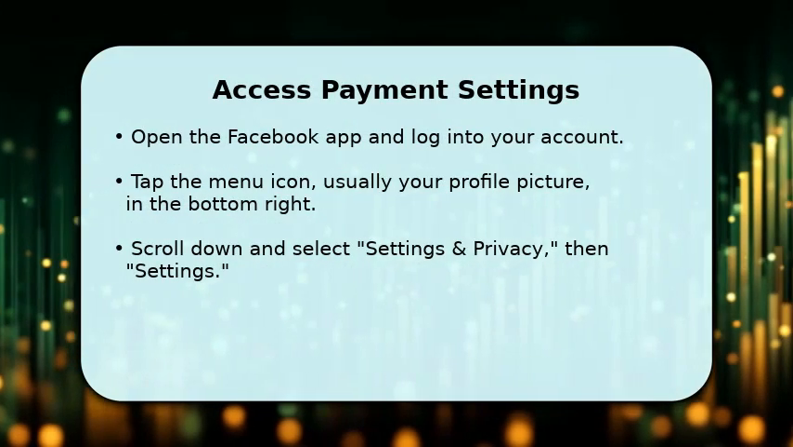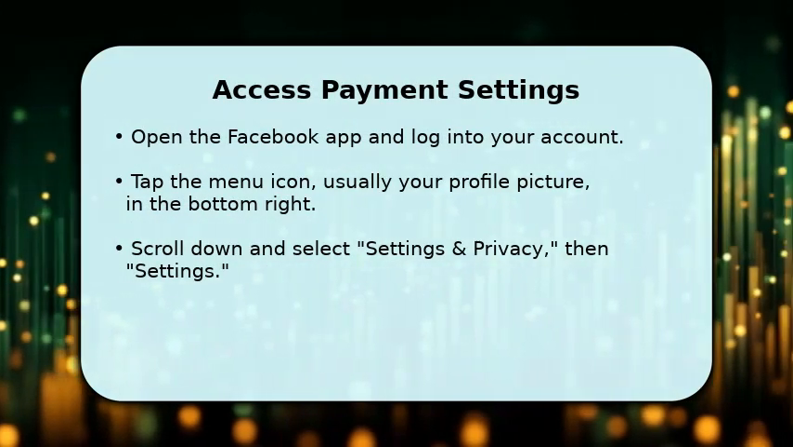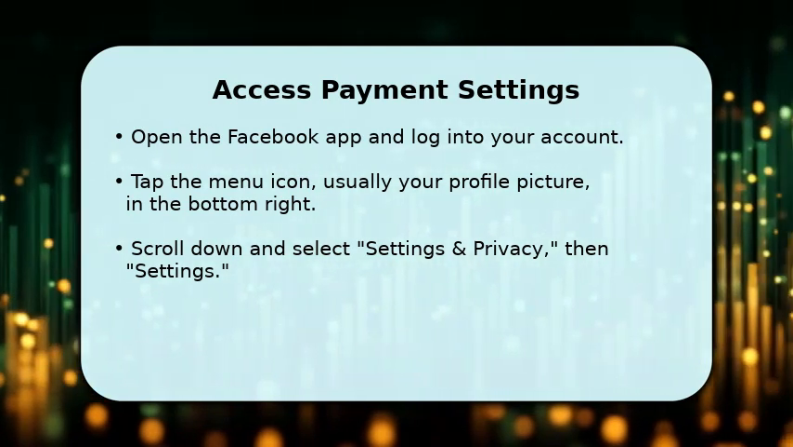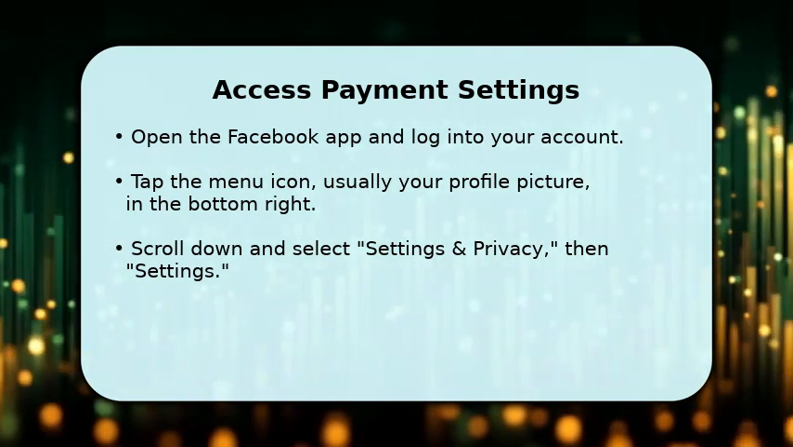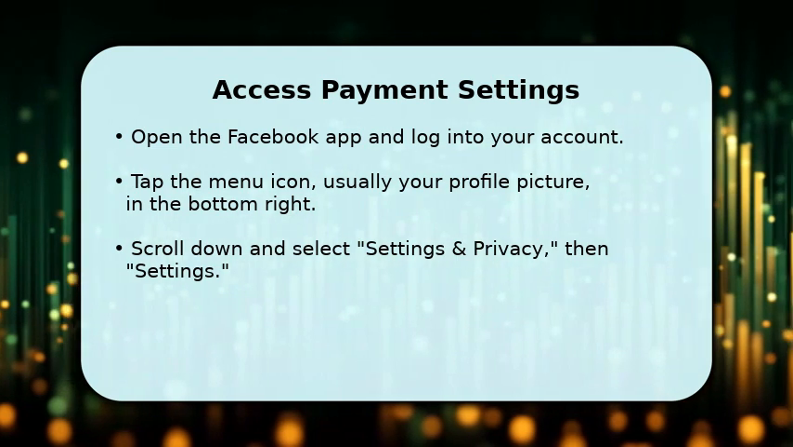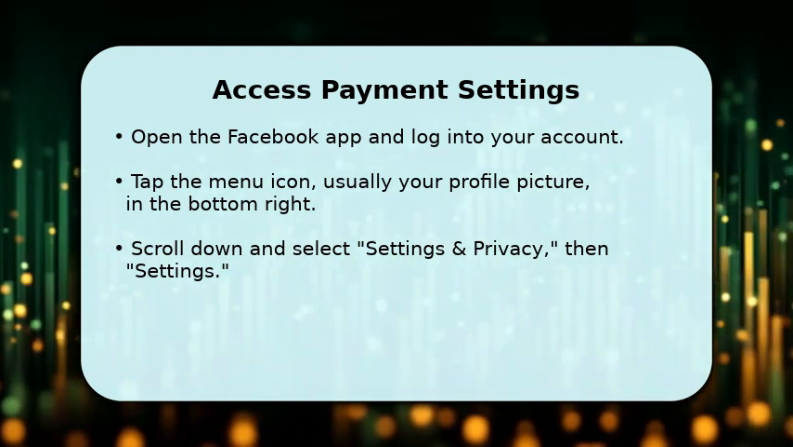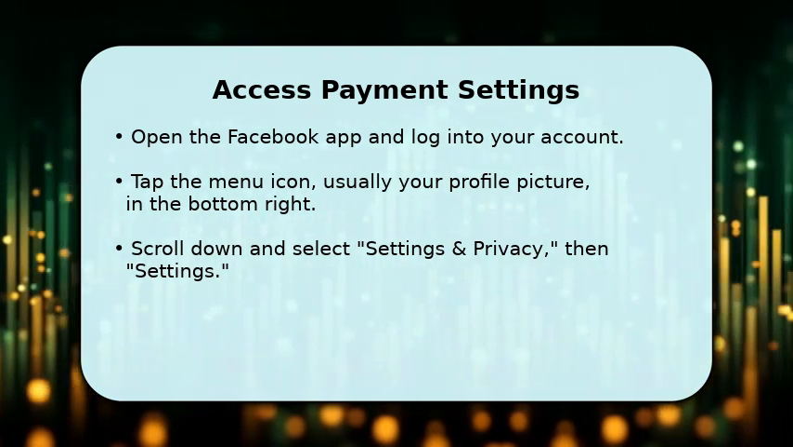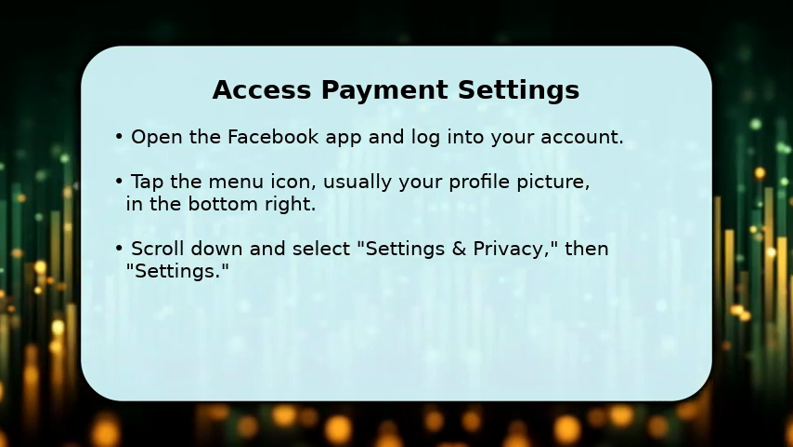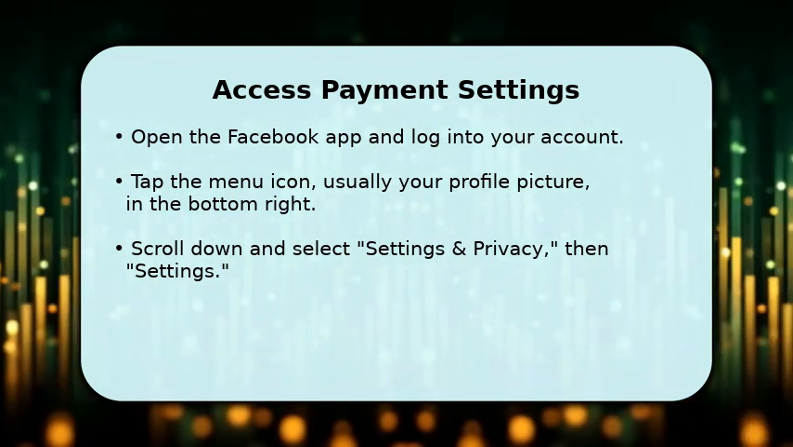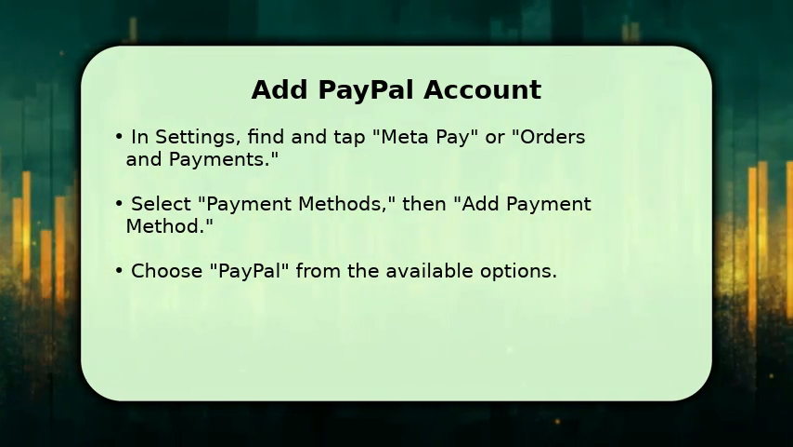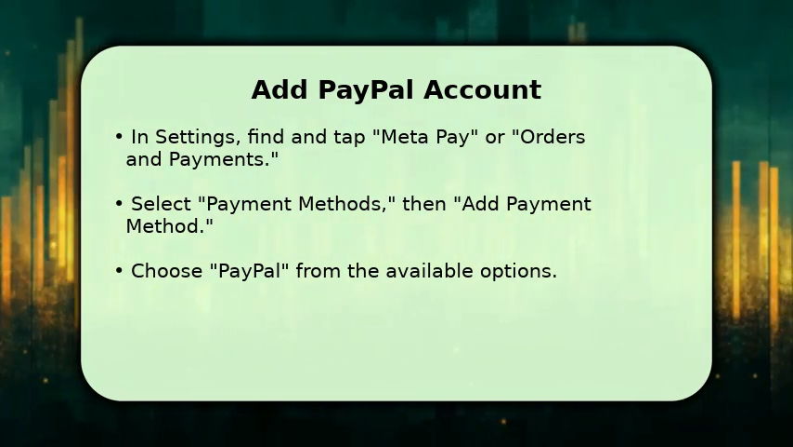To begin, open your Facebook application and ensure you are logged into your account. From the home screen, locate and tap the menu icon, which is typically represented by your profile picture in the bottom right corner. Next, scroll down the menu until you find Settings and Privacy, then tap on Settings to proceed to your account settings. Once you are in the Settings menu, look for the section labeled Meta Pay or Orders and Payments and tap on it.